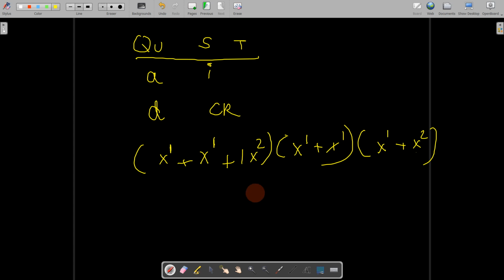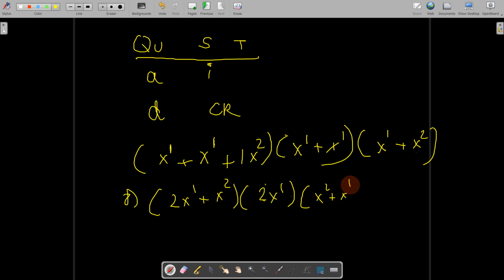So what is this polynomial representing? This is representing all possible ways you can form all possible size lettered words. For example, if we simplify this, we will get 2x power 1 plus x square, then x power 1 plus x power 1, that is 2x power 1, and this is representing x square plus x power 1.